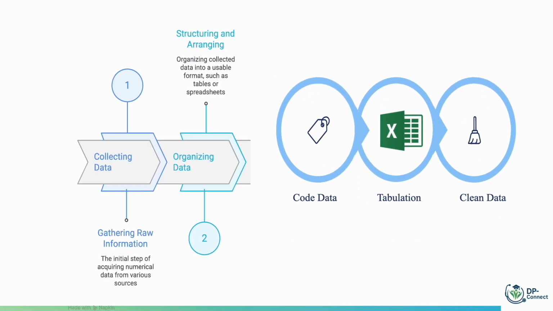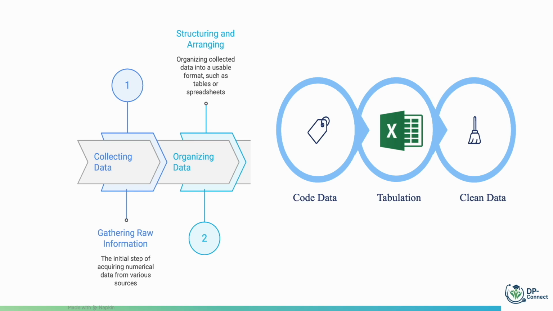In this step, the raw data is arranged into a systematic and usable format. Organizing data mainly involves 2 important processes: coding of data and cleaning of data. Coding of data means converting responses into numerical or standardized forms. For example, male and female may be coded as 1 and 2, or yes and no may be coded as 1 and 0. Coding makes data suitable for computer entry and statistical analysis.